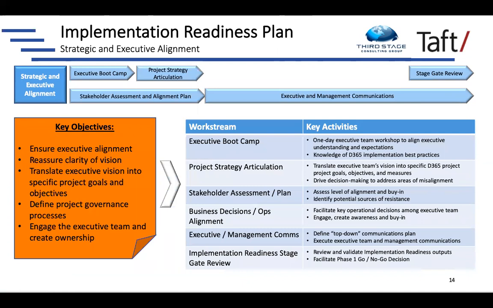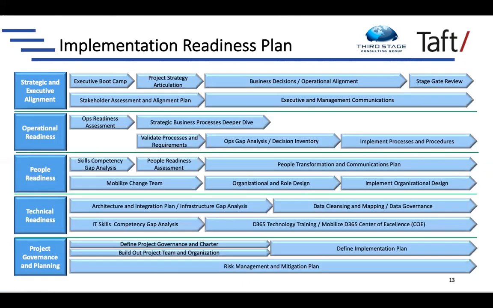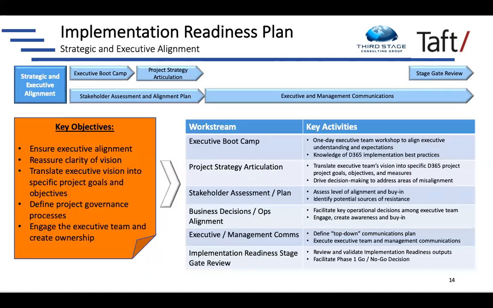So if you see here just the format, we'll take each of these 5 work streams listed on this slide. We take each one and dive into it in a little bit more detail. So the first one is strategic and executive alignment. And this is really where we look at what is our vision as a company, our strategy and objectives. We assume that most companies we work with have this in their heads. Sometimes it's documented, sometimes it's not.